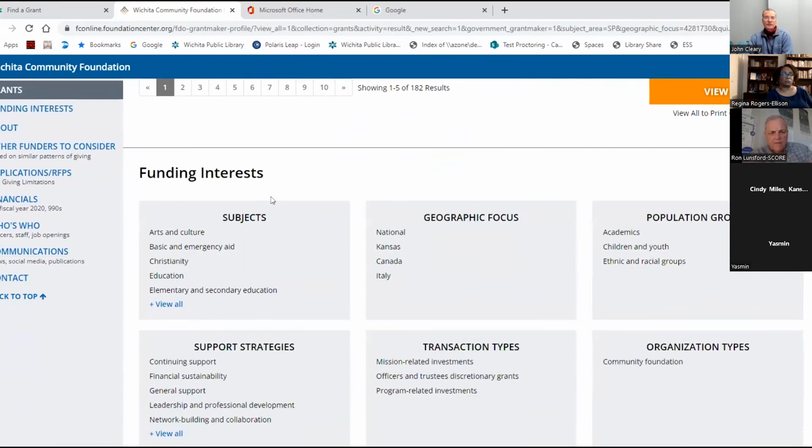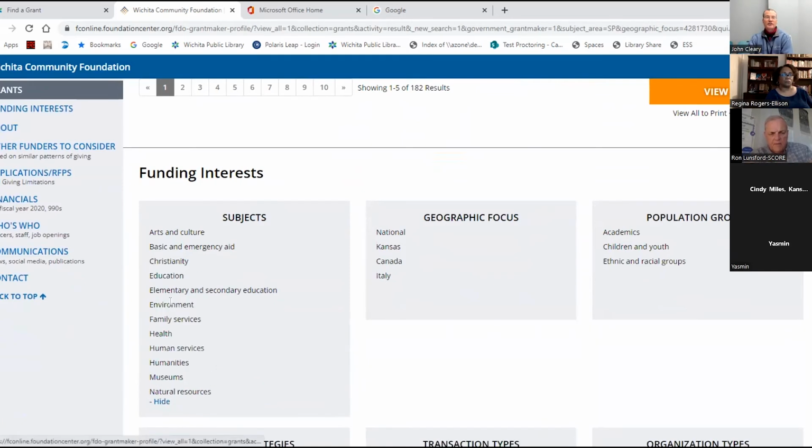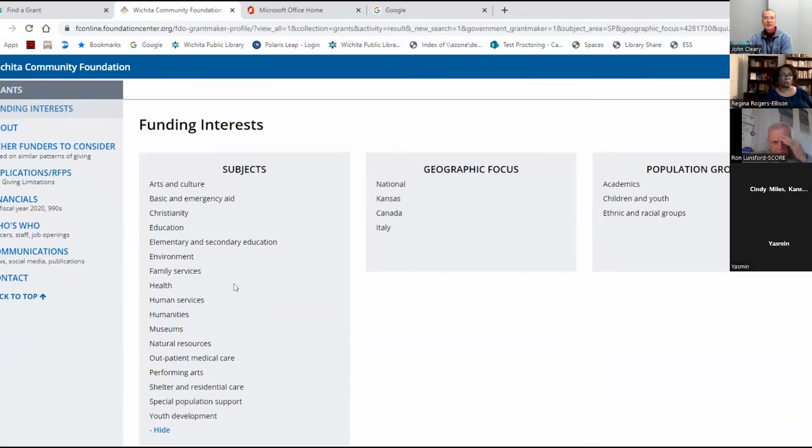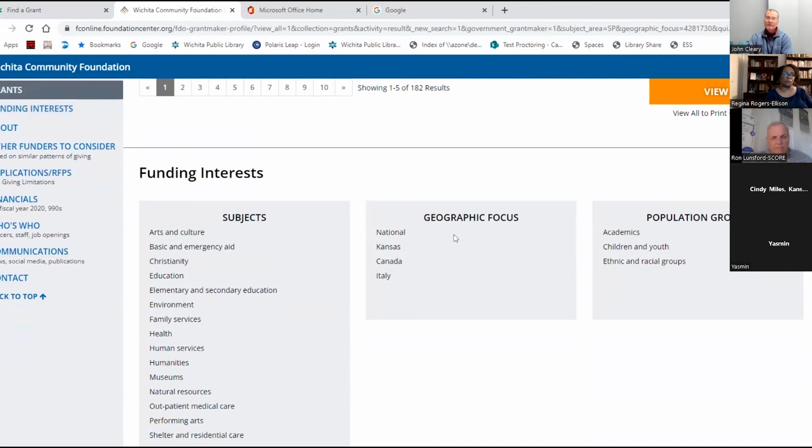This is the funding interest area for the profile. It covers the subject areas that are funded. So you can go in and see if it's a good match for your nonprofit. It also shows the geographic focus, whether it's national, state specific. Here we even have a couple of grants that have gone to Canada and Italy. So in some cases, you'll find they're international as well. And these are some of the population target groups that they focus on.